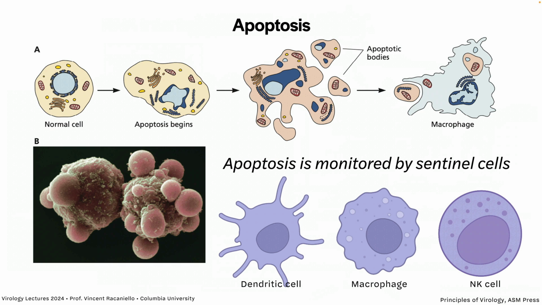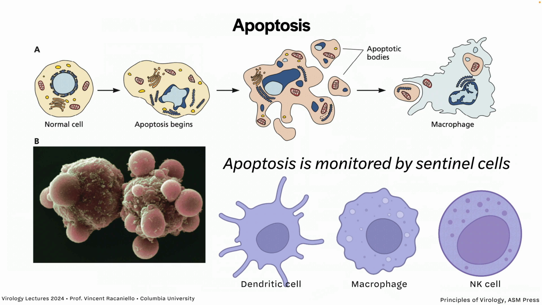So at the top is a diagram of apoptosis, and there at the end is a macrophage picking up apoptotic bodies. There's an electron micrograph there showing you those apoptotic bodies blebbing off from the cell. Now this is important in immune responses. Apoptosis is monitored by sentinel cells like macrophages and dendritic cells and NK cells. They will take up these apoptotic bodies.